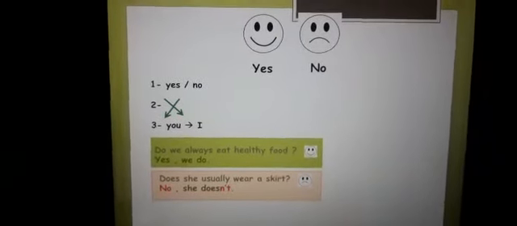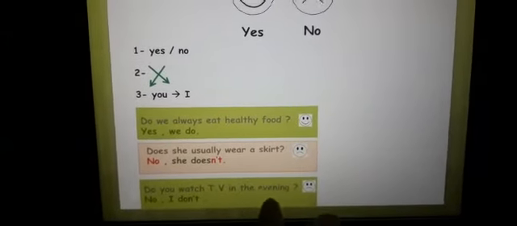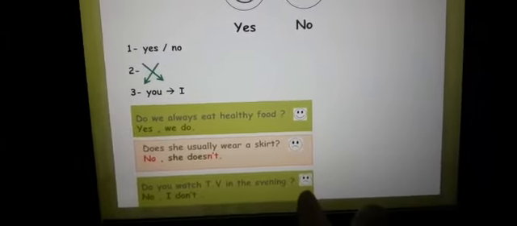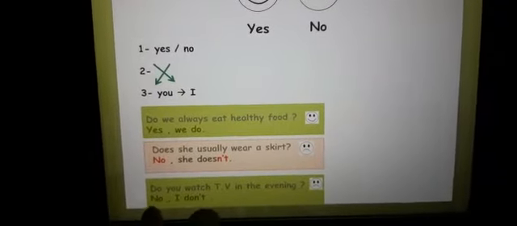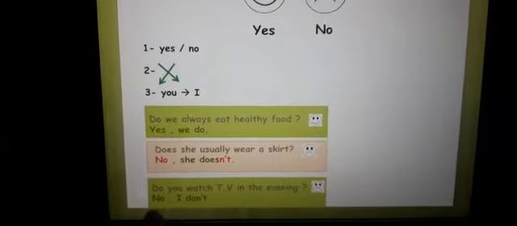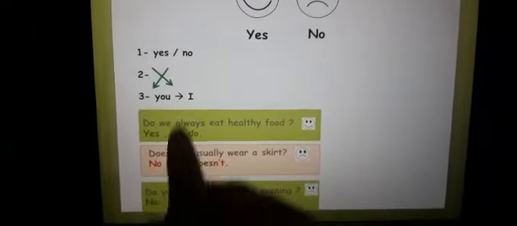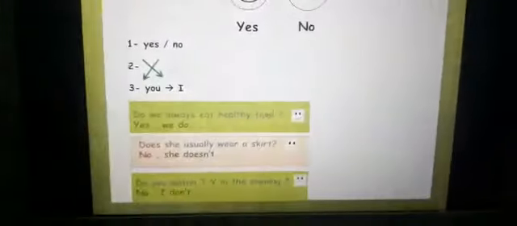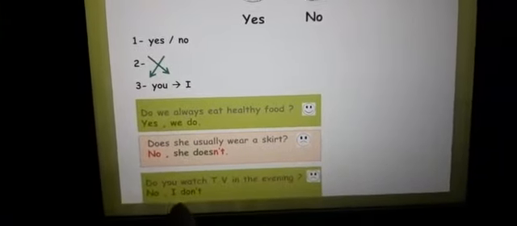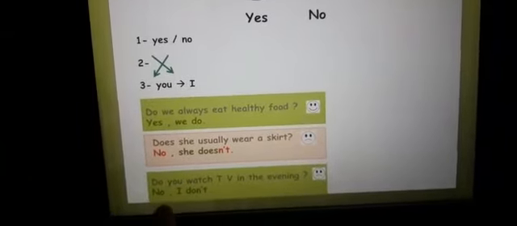Question number three. Do you watch TV in the evening and sad face? So, the first step is write yes or no. Here we are going to write no and then cross between you and do. You becomes I. Excellent. So, no, I don't. Don't forget to put not because we have no.